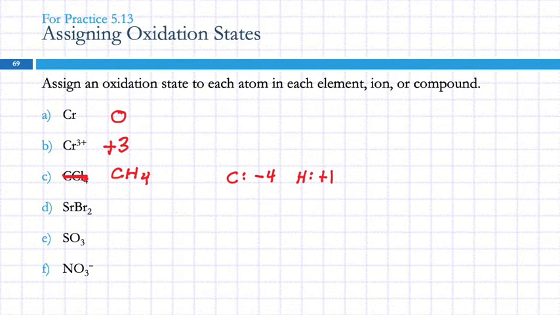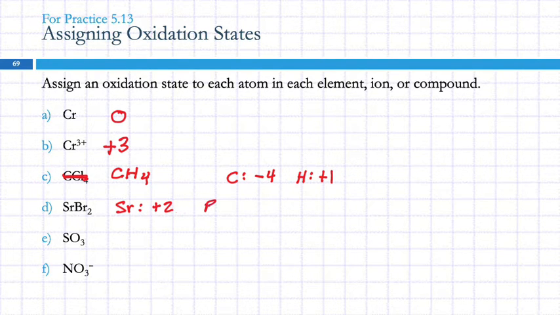SrBr2. Are there ions in that compound? Yes, it's an ionic compound. So we're just going to look at the ion charges. Those are the oxidation states. So what's the charge on strontium? 2+, right? So its oxidation state is +2.